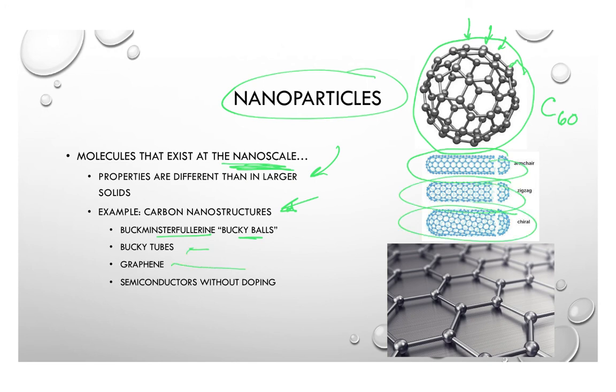There's also a new super strong material that we refer to as graphene, which is basically just a single layer of graphite. It goes off in lots of different directions, and when it does that, you can get these films or sheets of graphene that are extremely, extremely strong. And the other thing that you can do with nanostructures is create semiconductors without doping them.